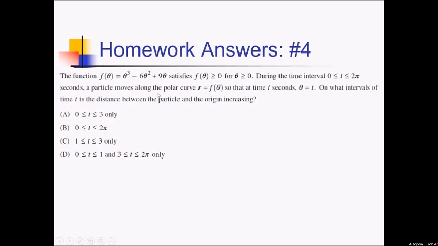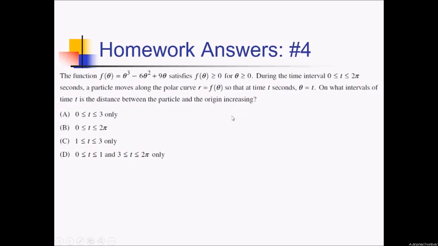For this problem, we have this function, theta cubed minus 6 theta squared plus 9 theta, that is always non-negative for at least all thetas that are greater than or equal to 0. And they're telling us during the time interval we have a particle moving along the polar curve, which is basically r is just this f function here, so that at every time we've got theta and time being the same thing. Okay, so we want to know on what intervals of time, in other words, what theta values, is the distance between our particle and the origin increasing.